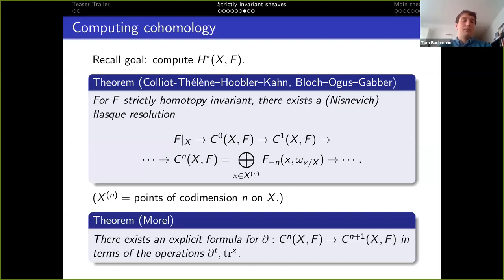And that's complicated. But there are ways of writing it in terms of long exact sequences of cohomology with support. In the case of a strictly homotopy invariant sheaf, some simplification happens. This is, I believe, due to Morel. Certainly it's explained in his book. It's definitely due to Morel. The point is that if you want to know what this boundary map is, there's an explicit formula for it, and it involves lots of things, but importantly, it involves the boundary which we talked about earlier, the codimension one smooth boundary, and it involves the transfer.